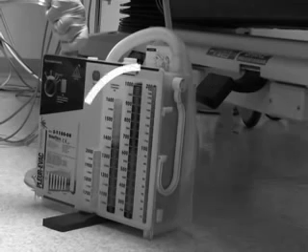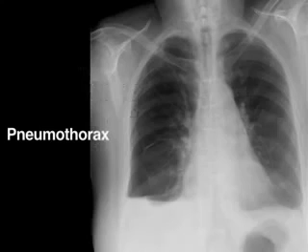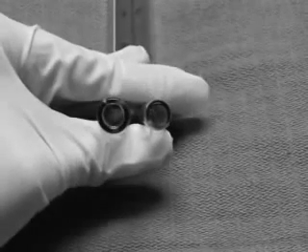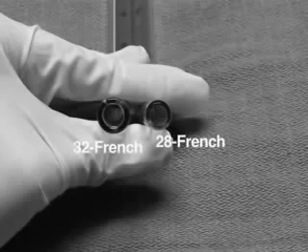In order to drain a viscous hemothorax or empyema, or to evacuate a pneumothorax in a patient receiving mechanical ventilation, larger diameter tubes sized 28 to 32 French are more often employed.